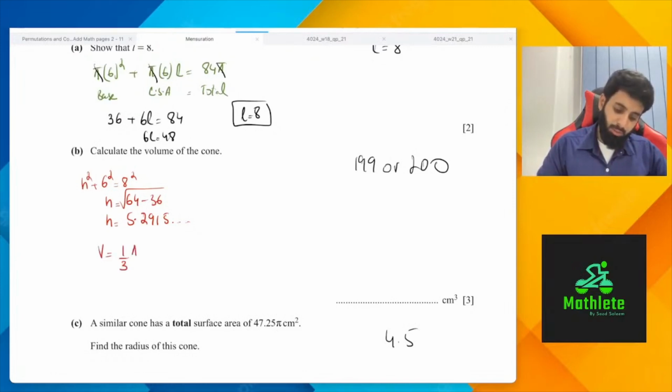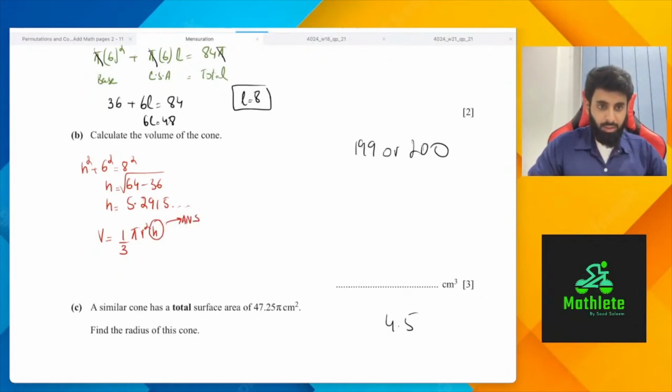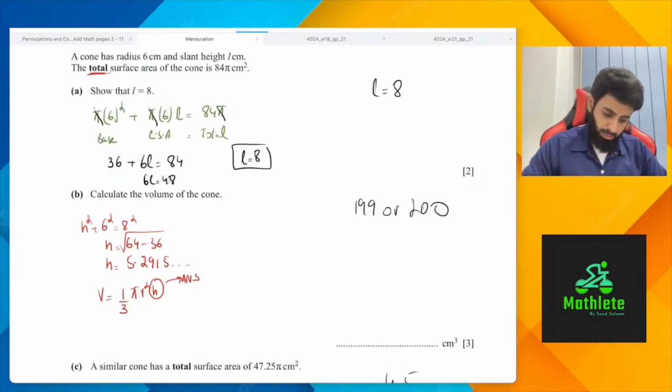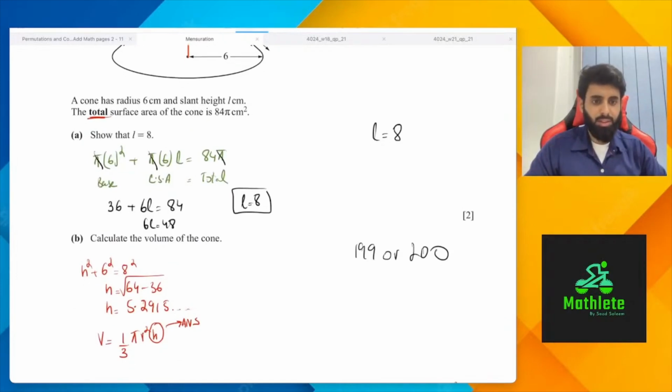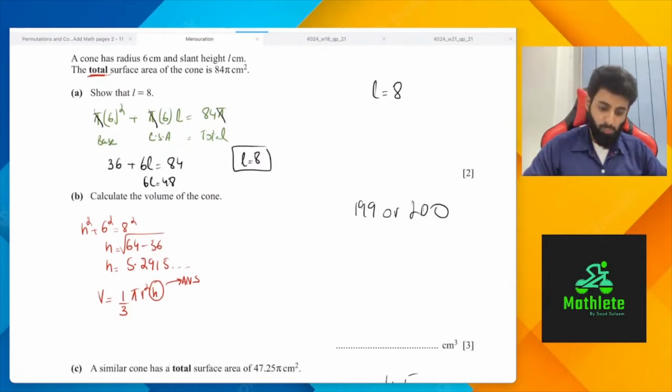So volume is equal to 1 upon 3 pi r square h. In place of h, I'm going to use the answer key. Sir, where did the pi get cut? Because it was there in all three places. Think of it that you're taking pi common, and if you have pi on the left hand side and on the right hand side, you can cross it out.